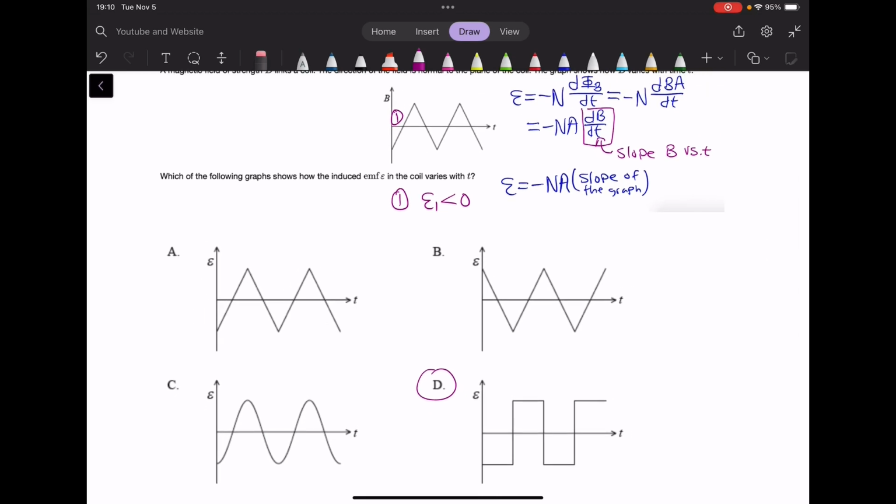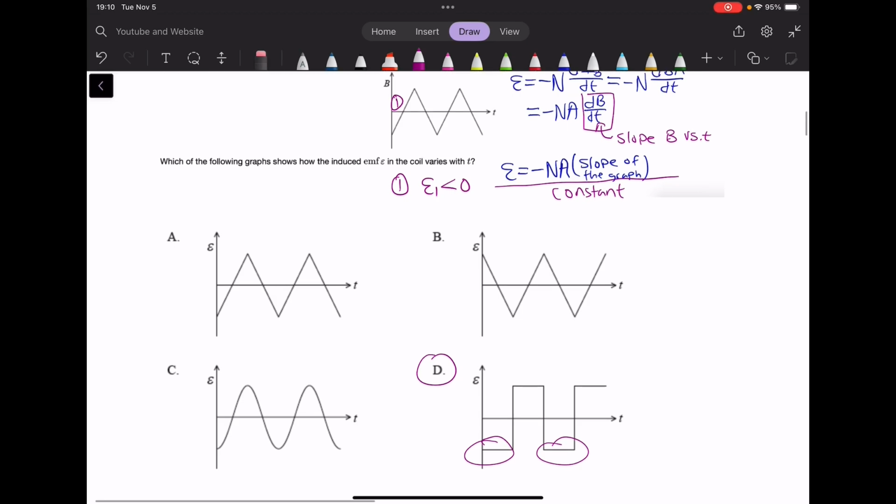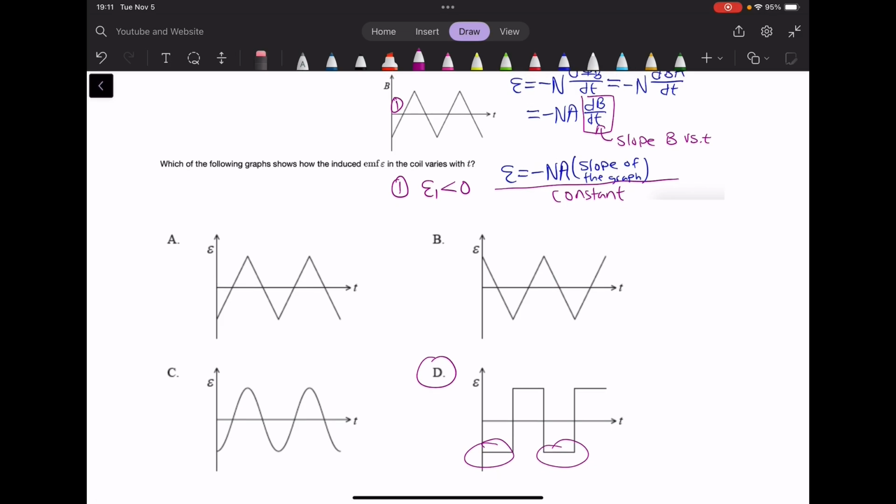We don't really need to see why it is negative here. You don't even have to go into this detail. As long as you can see that the slope of the graph, the slope for B versus time, is constant, you know that the expression here has to be a constant. So A, B, C are immediately wrong. You can check your answer using the expression here, like check the sign, to help yourself have a better understanding of what induced EMF is.